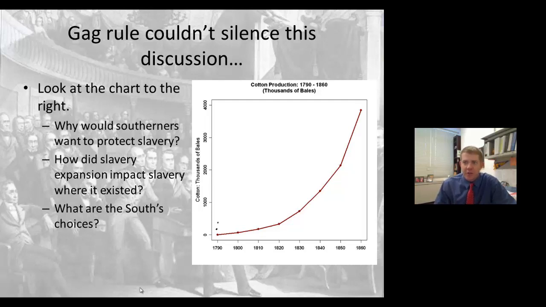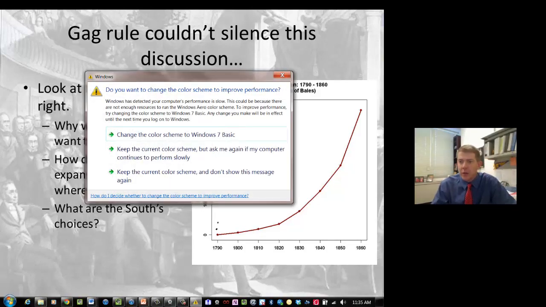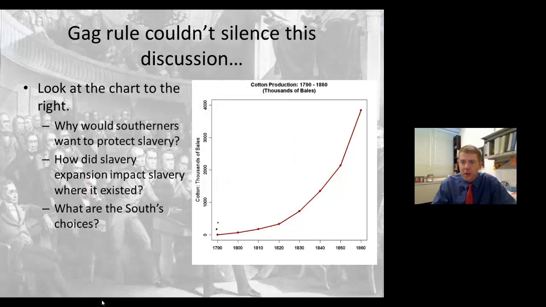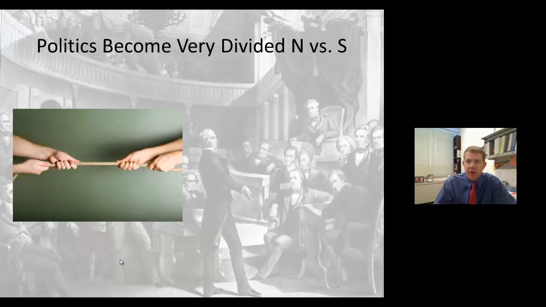If we look at why would Southerners want to protect slavery, I hope you can see the financial implications that this chart could present. How did slavery expansion impact slavery where it existed? Think about the Senate. And then what are the choices? What are the choices that the South has? Well, they can work with the North, they can work against the North, or they can start to threaten to leave the Union altogether.